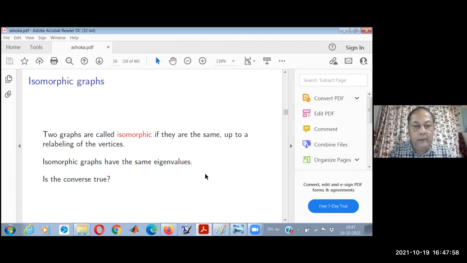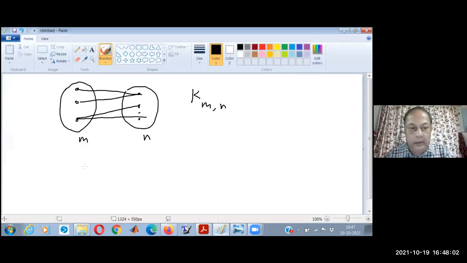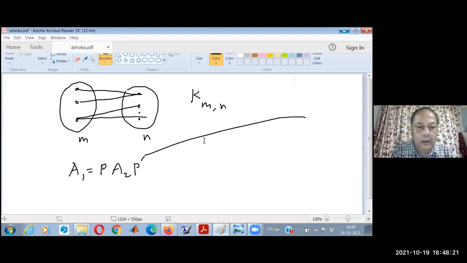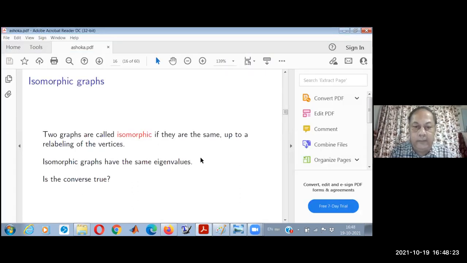Isomorphic graphs just means, in terms of adjacency matrices, if you have adjacency matrices A1 and A2 of 2 graphs, then they are isomorphic if and only if A1 is equal to a permutation matrix P times A2 times its transpose. It's a relabeling of the vertices, and so therefore they have the same eigenvalues. And now the question is whether the converse is true.